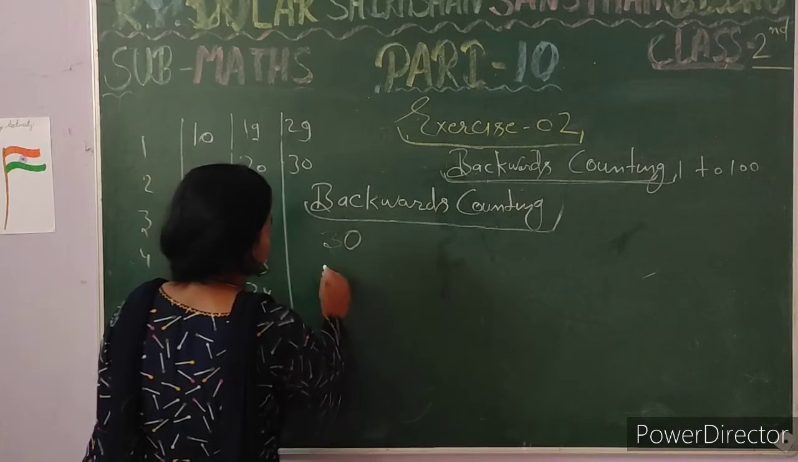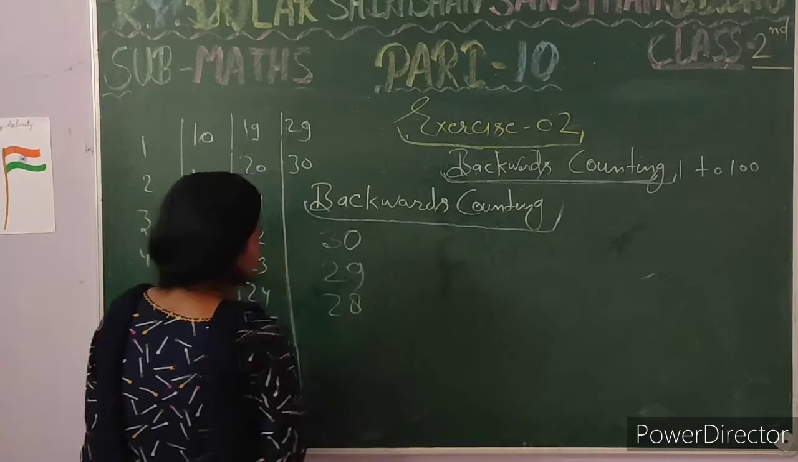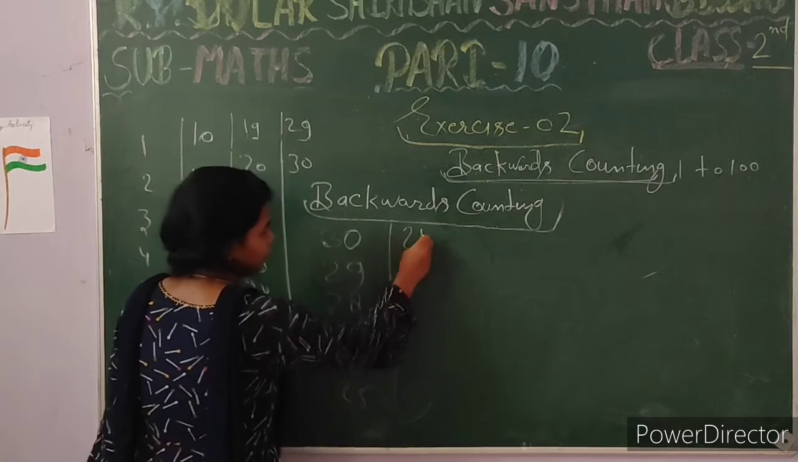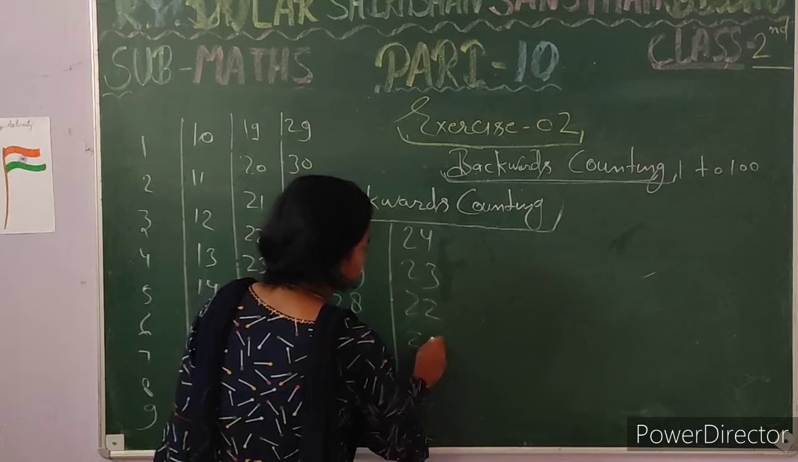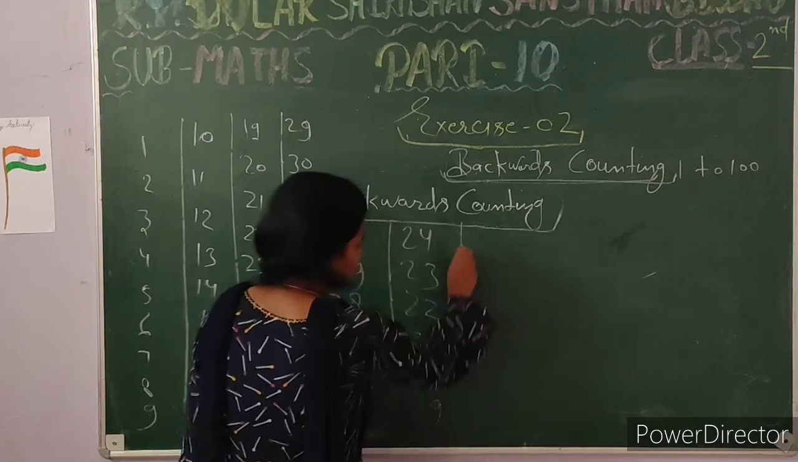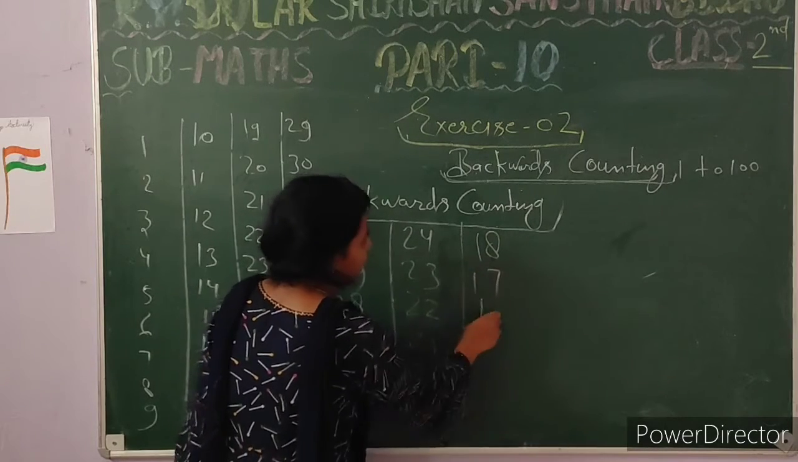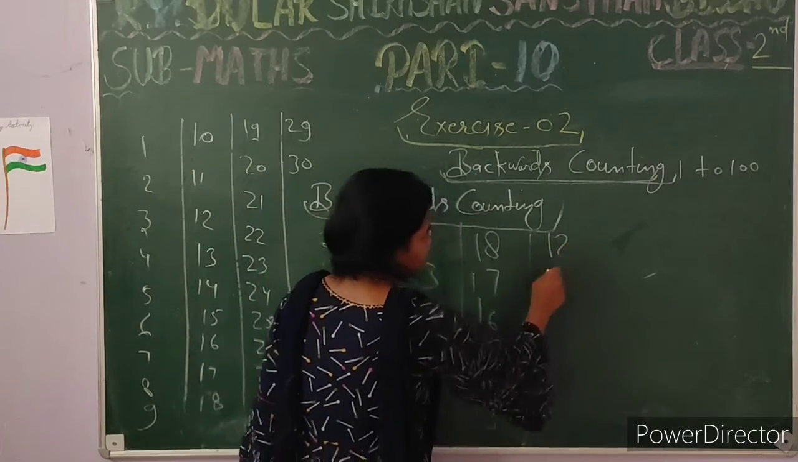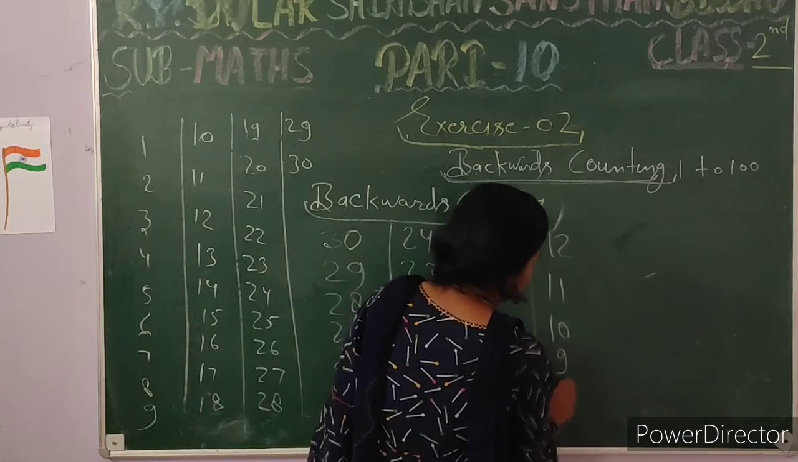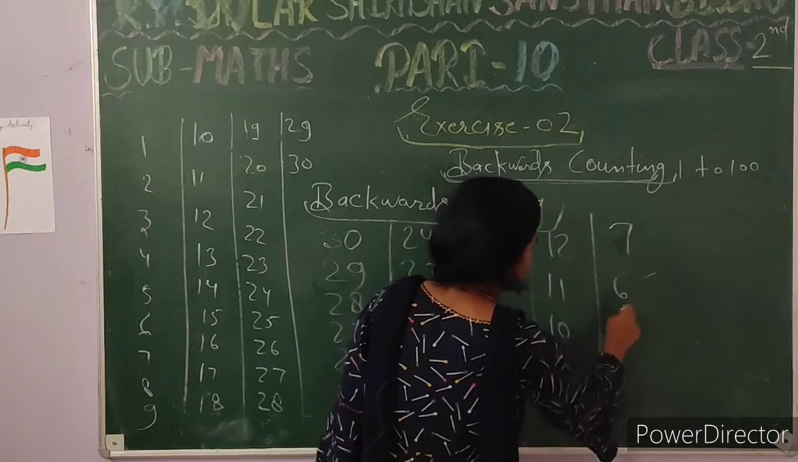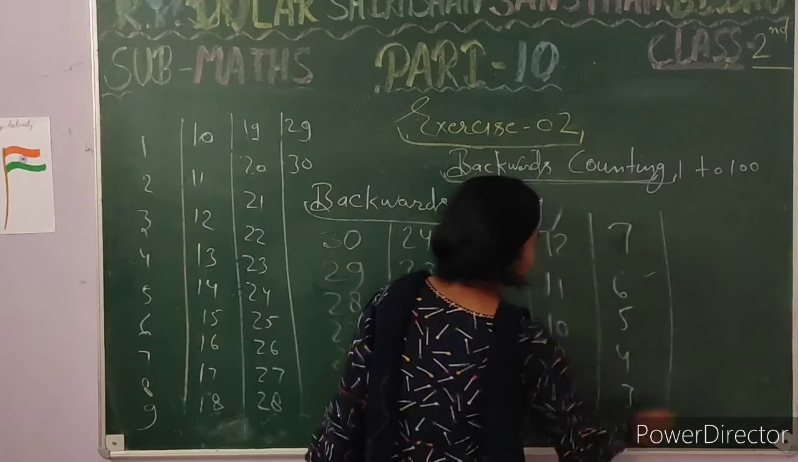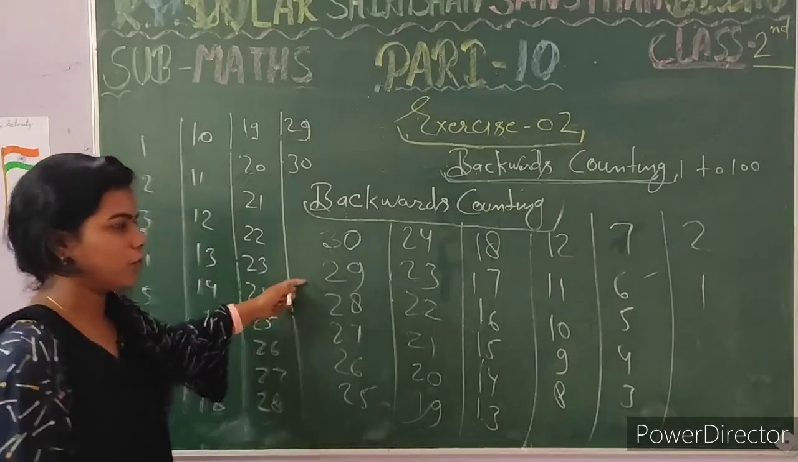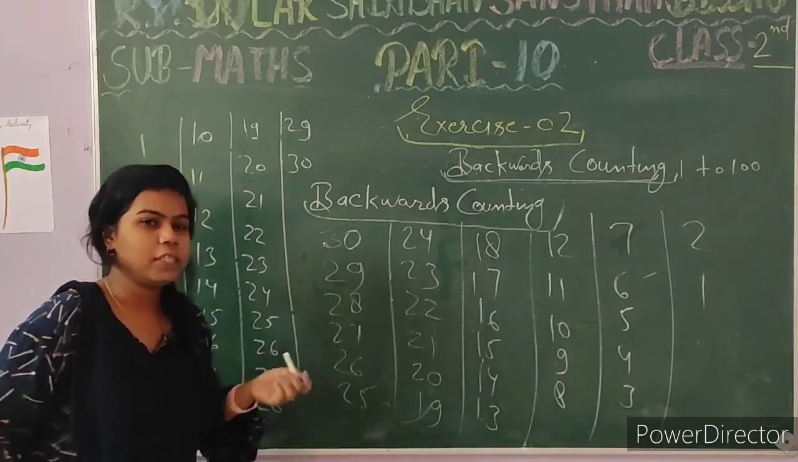First of all, 30, 29, 28, 27, 26, 25, 24, 23, 22, 21, 20, 19, 18, 17, 16, 15, 14, 13, 12, 11, 10, 9, 8, 7, 6, 5, 4, 3, 2, 1. Okay, so students, this is called backward counting. So our question is completed.